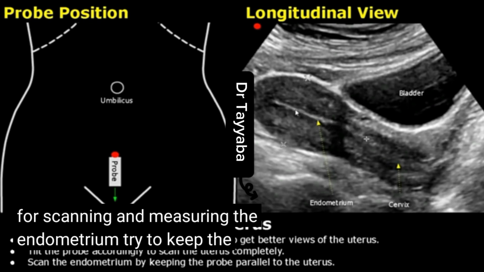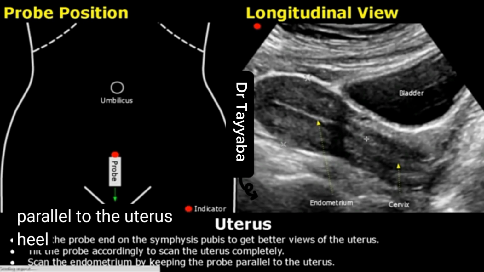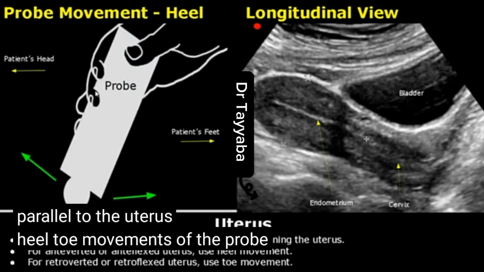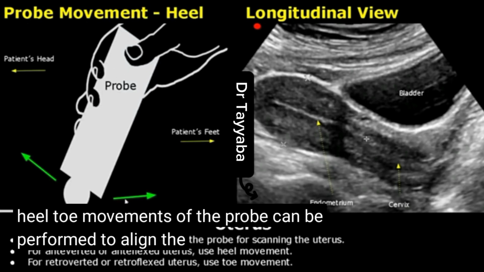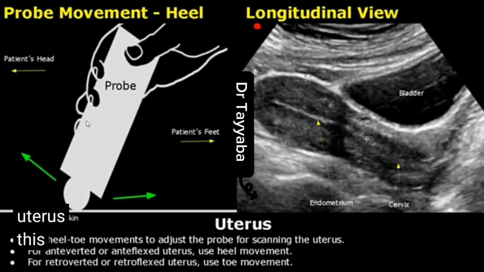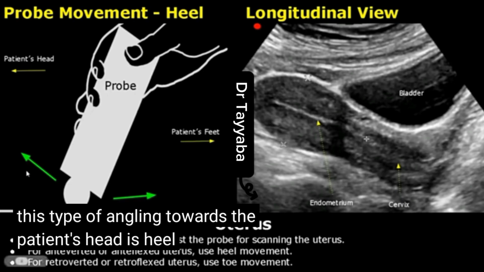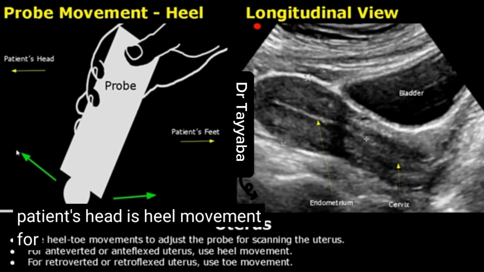For scanning and measuring the endometrium, try to keep the probe parallel to the uterus. Heel-toe movements of the probe can be performed to align the probe with the uterus. This type of angling towards the patient's head is heel movement.